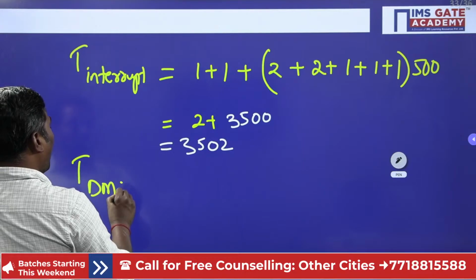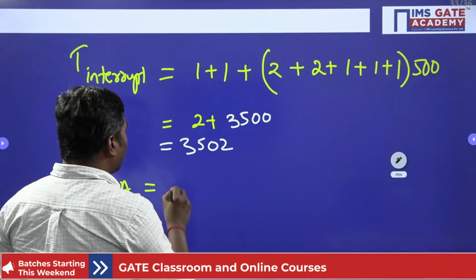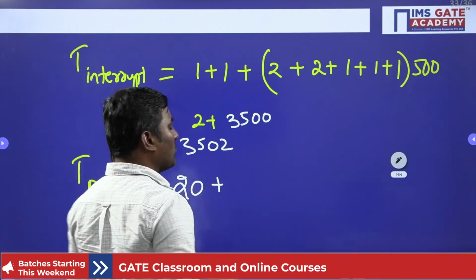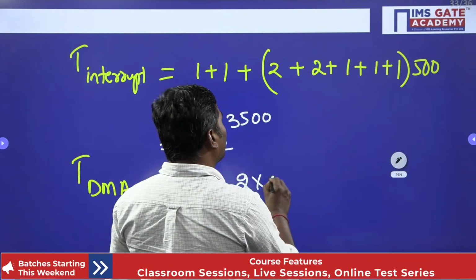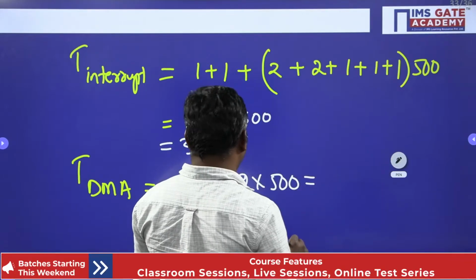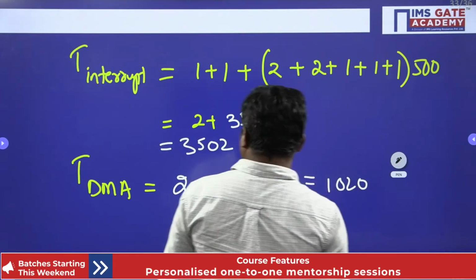Now the time with DMA. What did the DMA say? For initializing, DMA takes 20 clocks. And after that 2 clock cycles for each byte. How many bytes do you transfer? 500. This gives 1000, so 1020 in total.